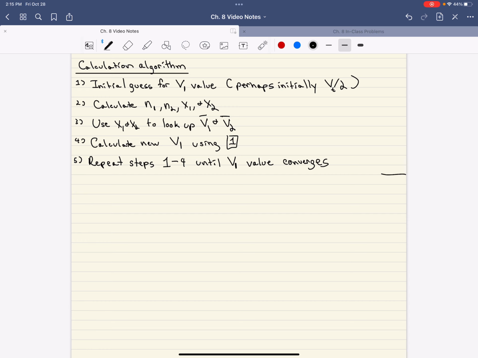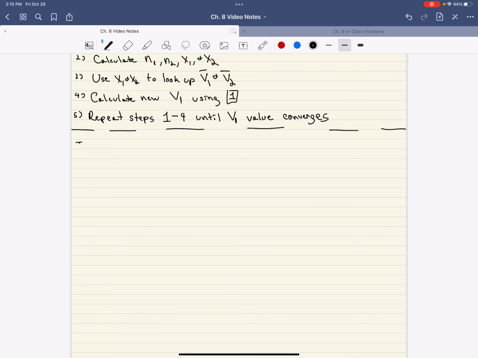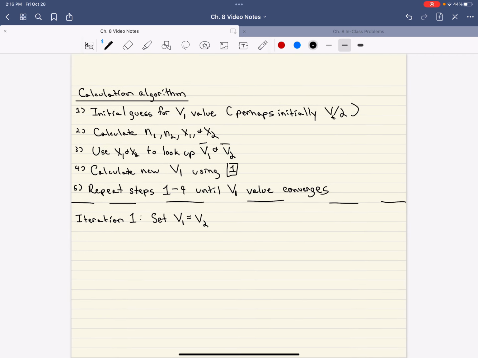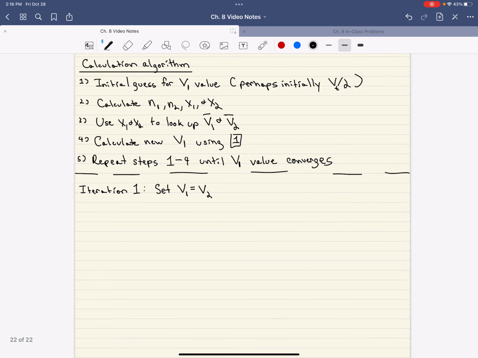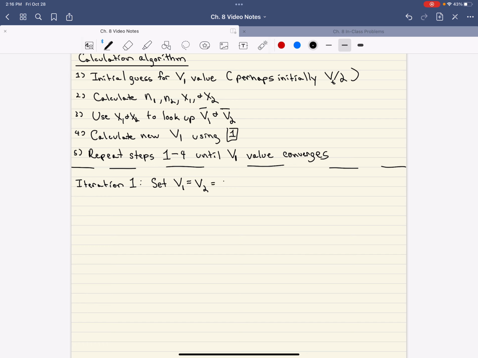And so what we're going to do is put it into motion. All right? So first, we'll start with what I call iteration 1. All right? And so, as I said, we got to make an initial guess for V1. And just based on the problem statement, we know that that's also going to be equal to V2. All right? And then as an initial guess, I suggested we just take V sub t divided by 2. So 100 divided by 2. So our initial guess is going to be 50 centimeters cubed.